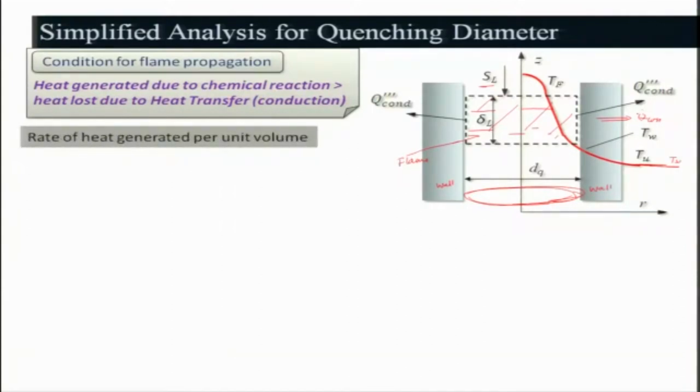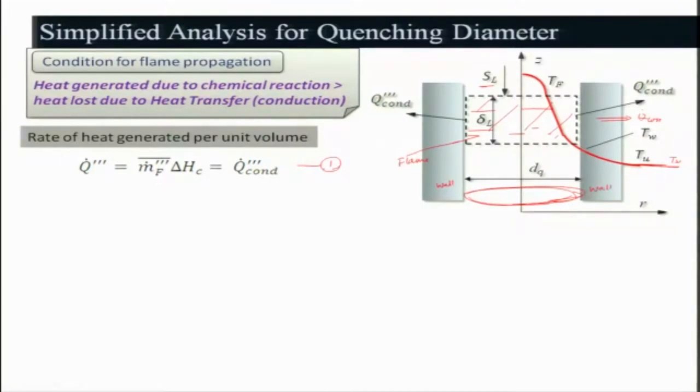So, the flame will be quenched when the heat generated due to chemical reaction is less than the heat loss due to heat transfer, right. That is the condition we will be applying. In principle, the critical condition is when they are equal, but if it is less, definitely the flame will quench. So, the rate of heat generated per unit volume, Q dot triple dash, is m dot F times delta hc, which is equal to Q dot conduction. This is my equation 1, right.